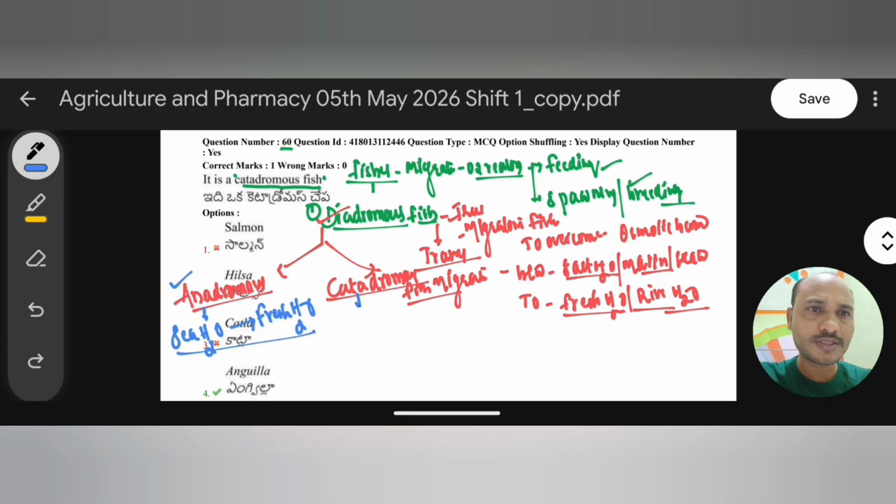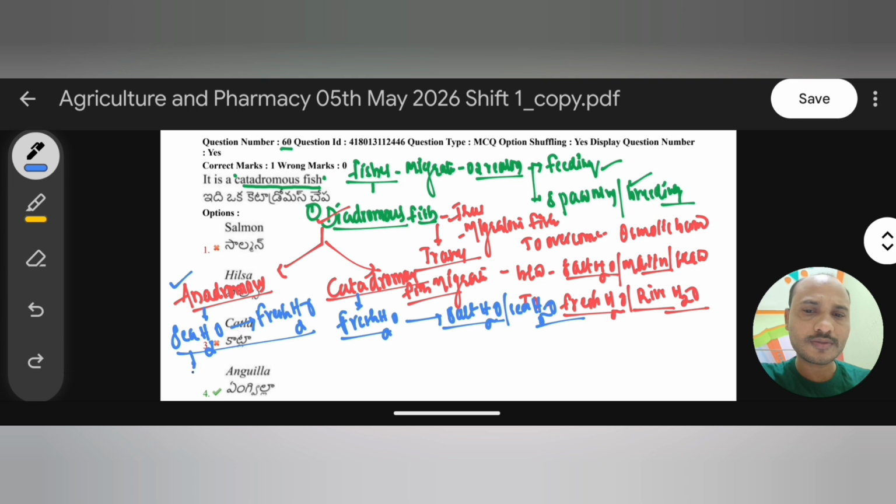Catadromous fish are quite the opposite. Catadromous fishes are those which migrate from fresh water to marine water, meaning seawater or salt water. So remember, catadromous fish always travel or migrate from fresh water to salt water.